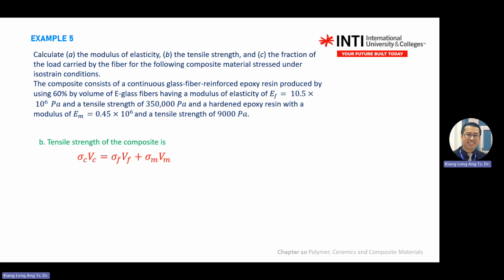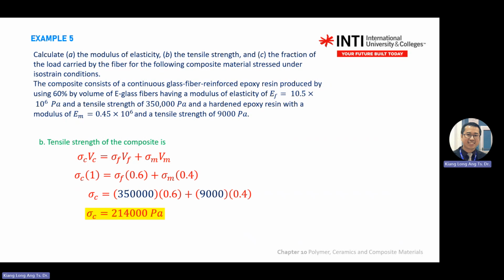Okay. Second one, tensile strength. Use back this equation. Okay, tensile strength. So tensile strength, σC VC equals σF VF plus σM VM. So in this case, you know that VC is 1. VC is 1. This is 0.6, 0.4. Stress is given. Substitute, you get the answer. Something in Pascal. Okay.